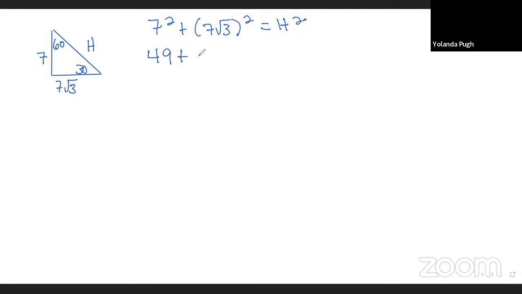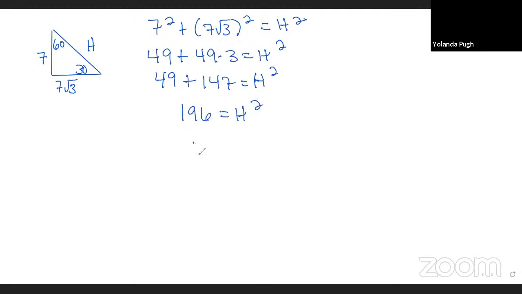So that's 49 plus 49 times 3, and that equals h squared. 49 times 3 is 147. 49 plus 147 is 196. And the square root of 196 is 14, which is our value for h, which is exactly what we expected. Now we'll look at another example that uses just letters and the relationship.